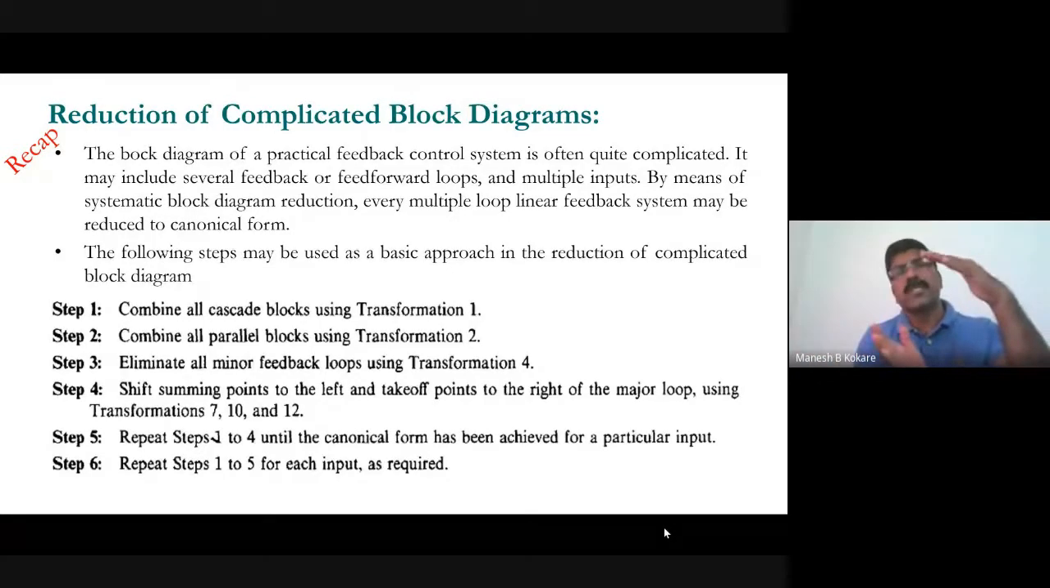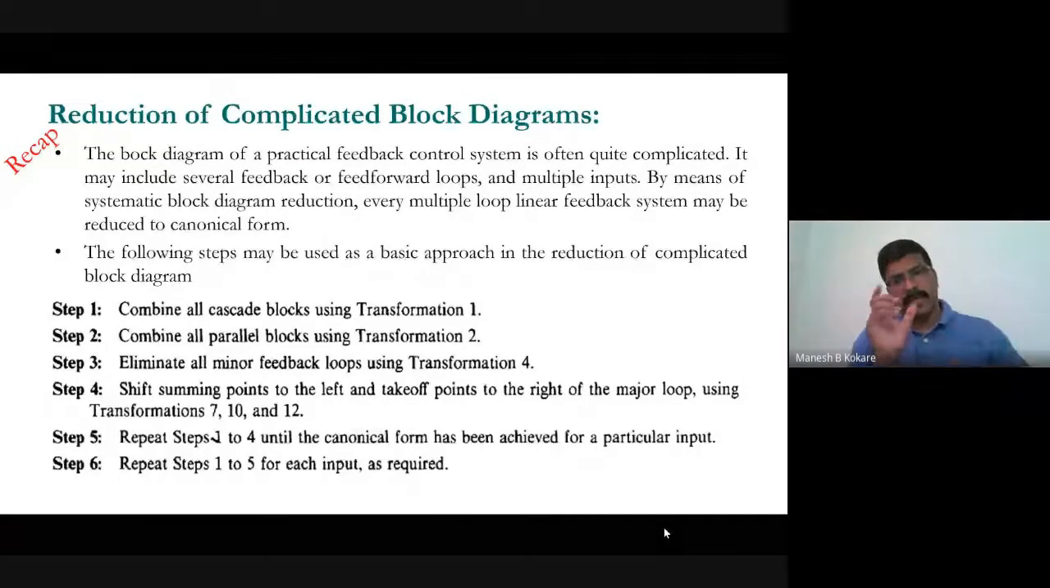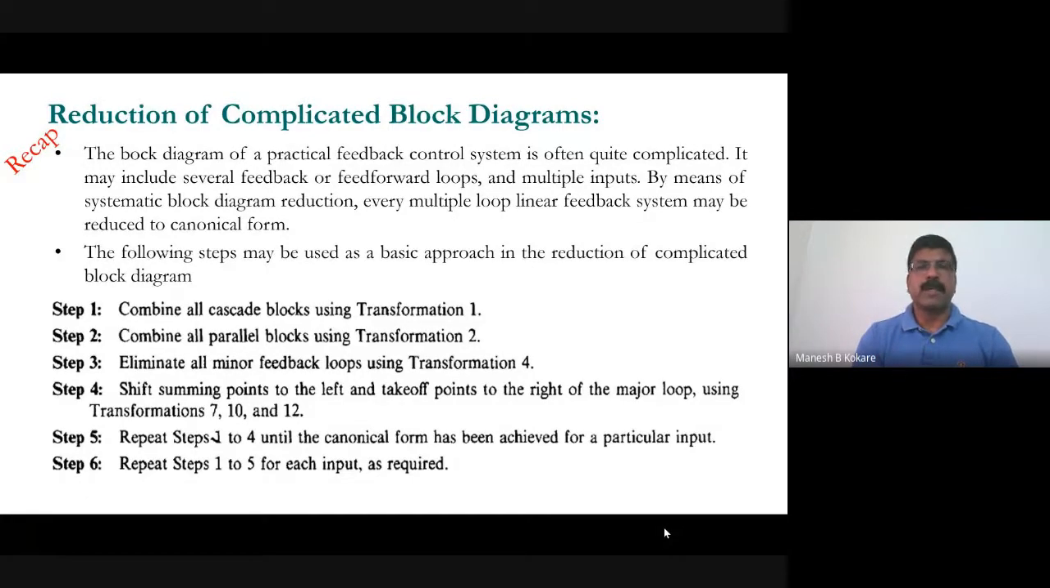Then if no blocks are connected in cascade, you have to look for the second rule, whether two blocks are connected in parallel. Parallel means your input is common and the output is a summing point. In that case, you have to reduce those blocks into a single block having transfer function equal to the algebraic summation of the individual transfer functions.